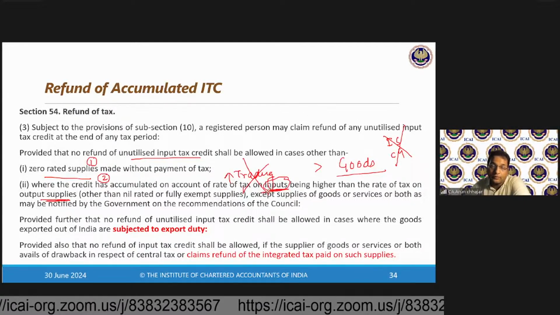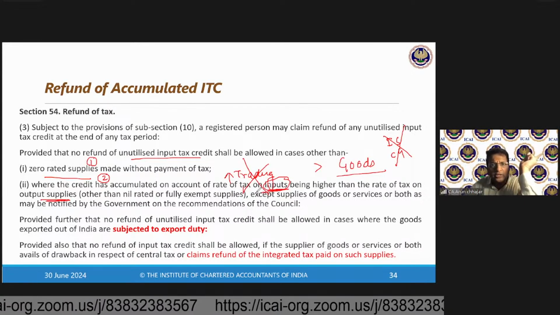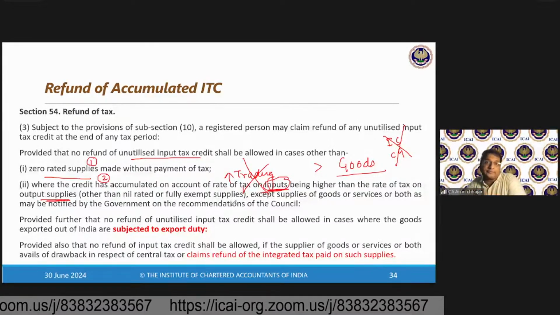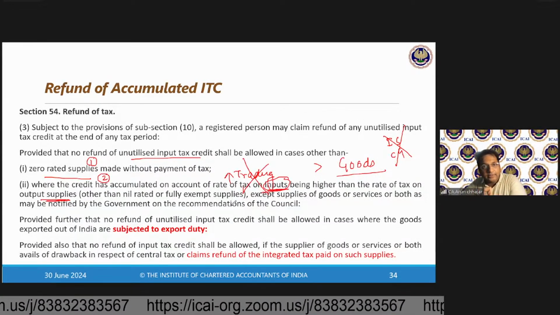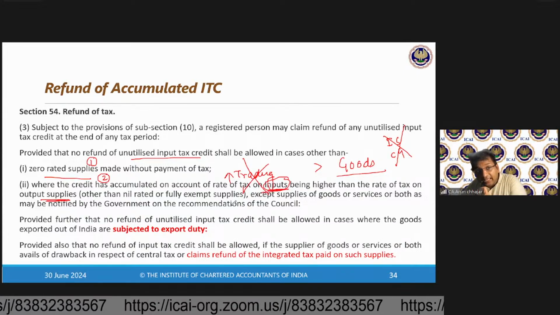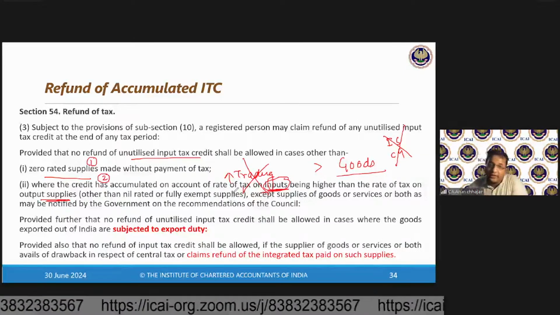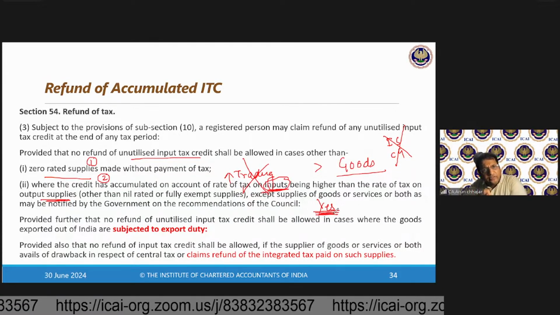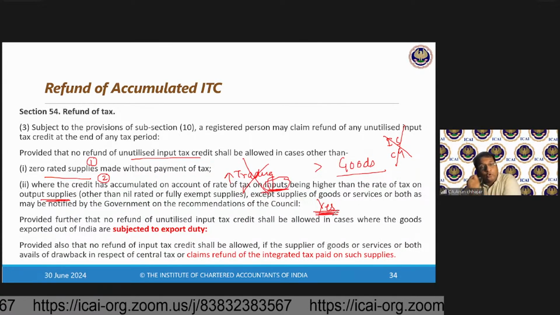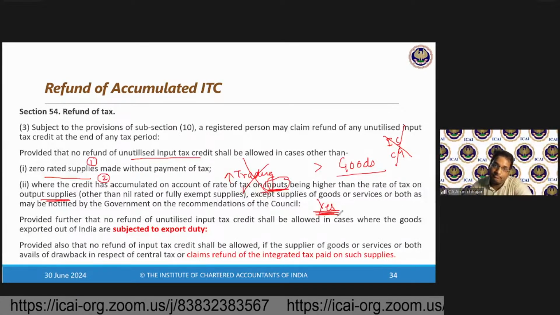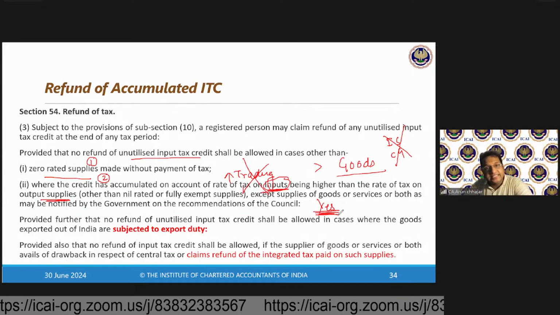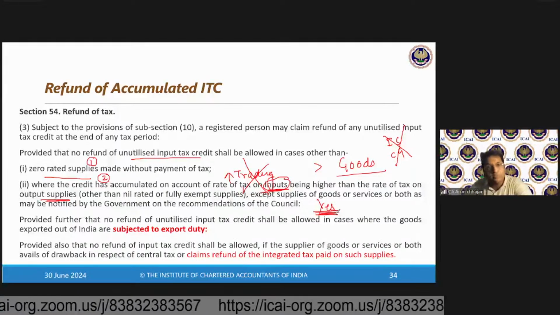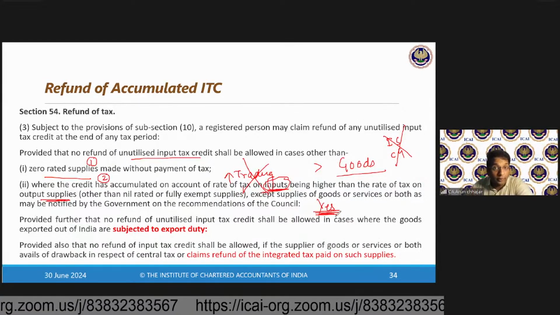I have discussed just now that if one person is making the supply to the merchant exporter, what is the tax rate? 0.1%. In that case, is Mr. A entitled to take the refund? The answer is yes. They are saying that because of the concessional rate notification, if the ITC is being accumulated, you are entitled to take the refund. No problem.